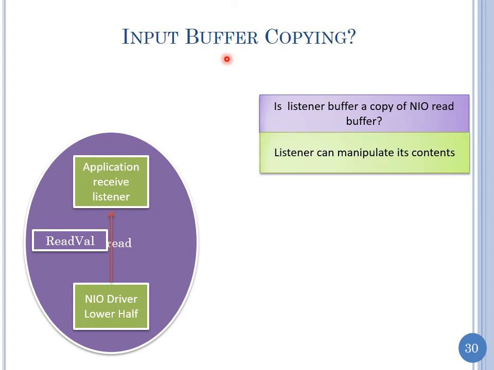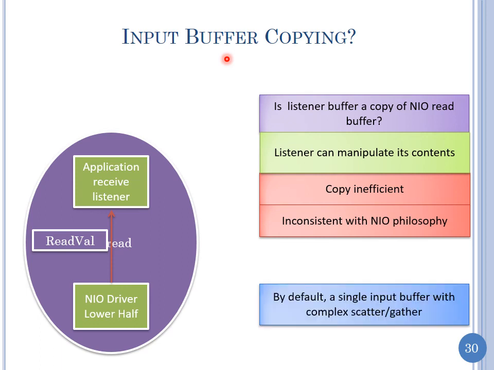And if it's a copy, then the listener can go and change it in arbitrary ways without affecting the lower level layer. But copy is inefficient. Okay. So what we do is we provide a single input buffer, and there's a single input buffer used. So this is why it's a system that allocated this buffer rather than the application.